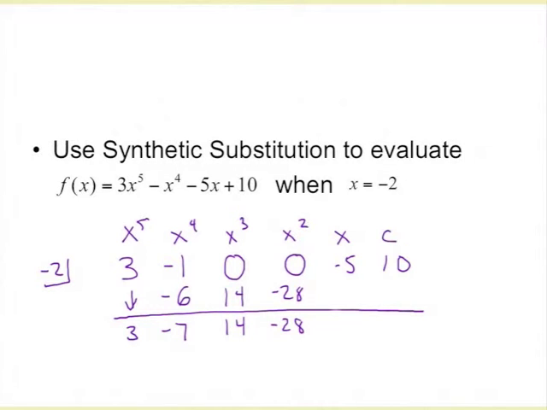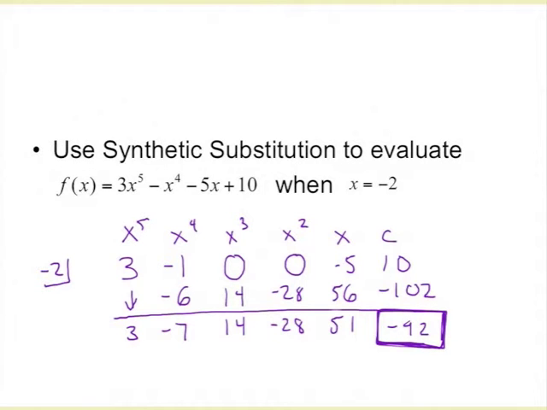Multiply by what's in the box gives 56. Add down the column gives 51. Multiply by what's in the box gives negative 102. Add down the column gives negative 92. And that final number is our answer, which is the same thing that we would get by just taking the negative 2 and plugging it into the original problem.